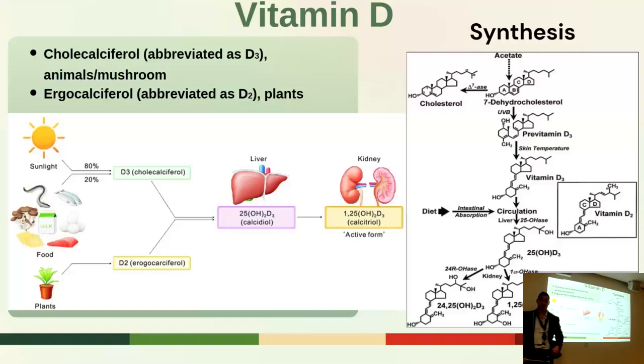UVB light acts on it, and that's how we get pre-vitamin D. Combine that with skin temperature, so if there's enough heat alongside the UVB light, then that's how we get the conversion to D3 within our body, okay? If there's a demand for it, our kidneys will convert that D3, calcidiol, into calcitriol. That is the active form within our body, and that takes place within our kidneys.